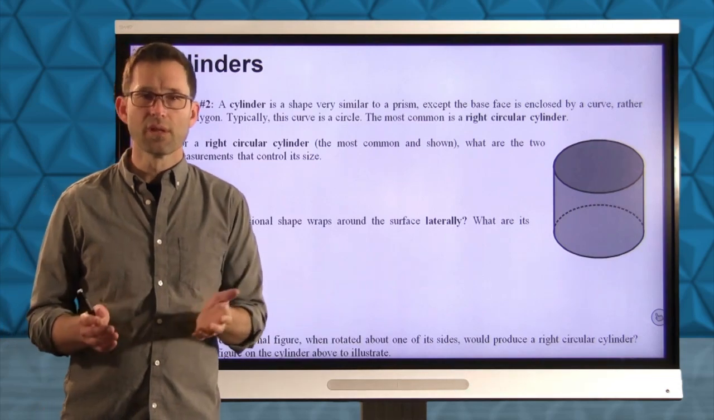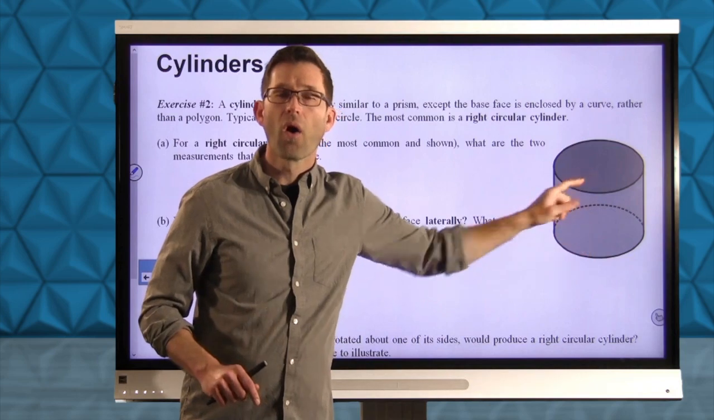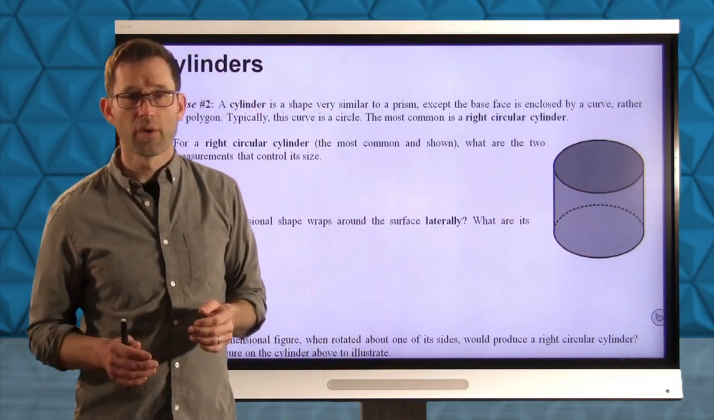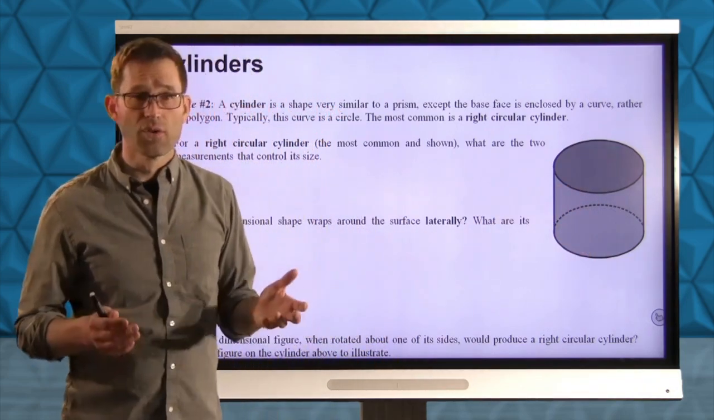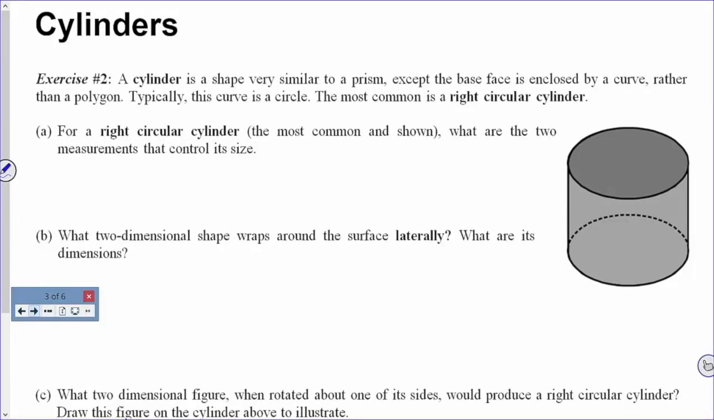The difference between a cylinder and a prism is that with a cylinder, the bases are not polygons, okay? But they are identical shapes. So let's take a look at exercise 2. A cylinder is a shape very similar to a prism, except the base face is enclosed by a curve rather than a polygon.